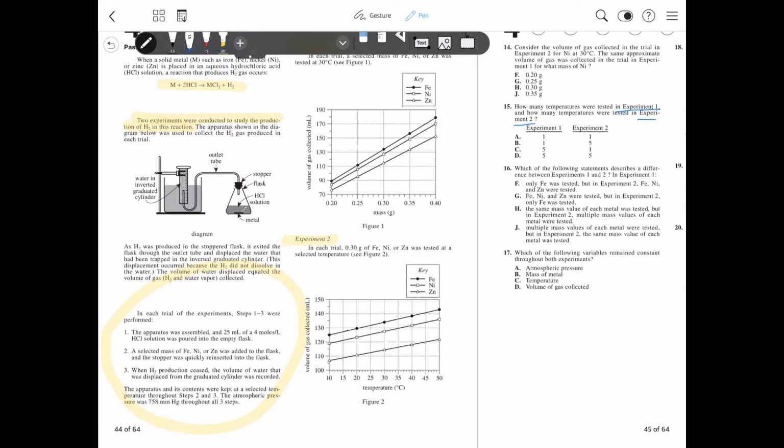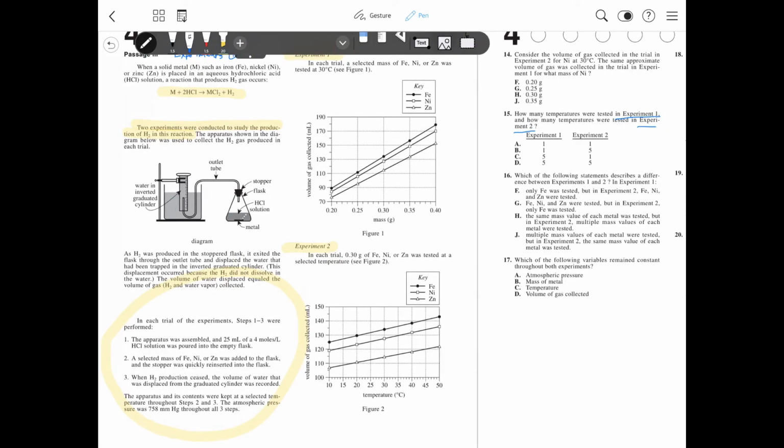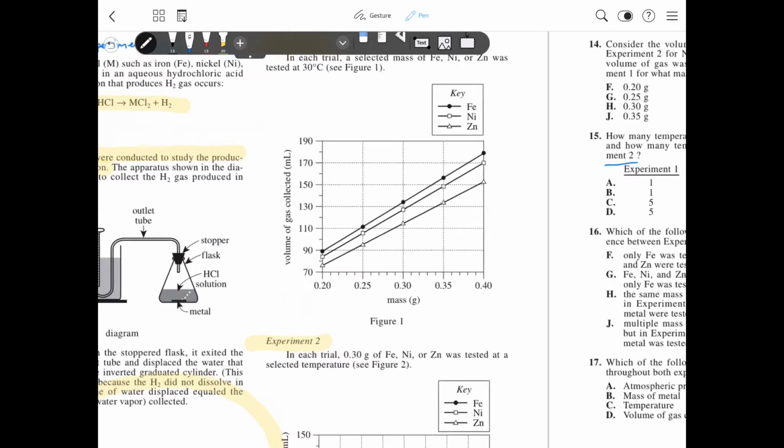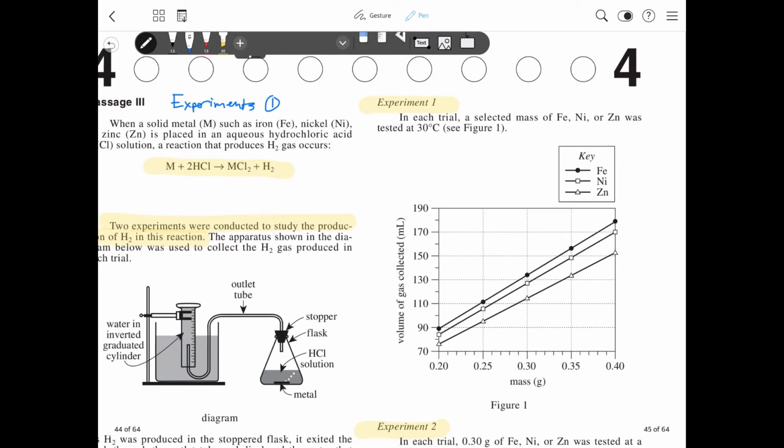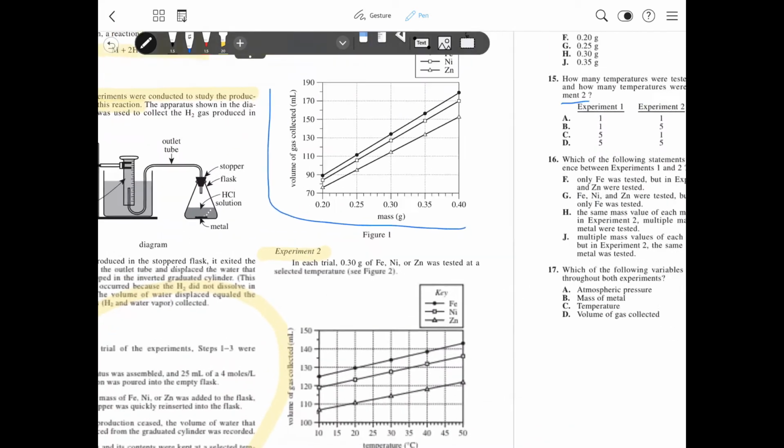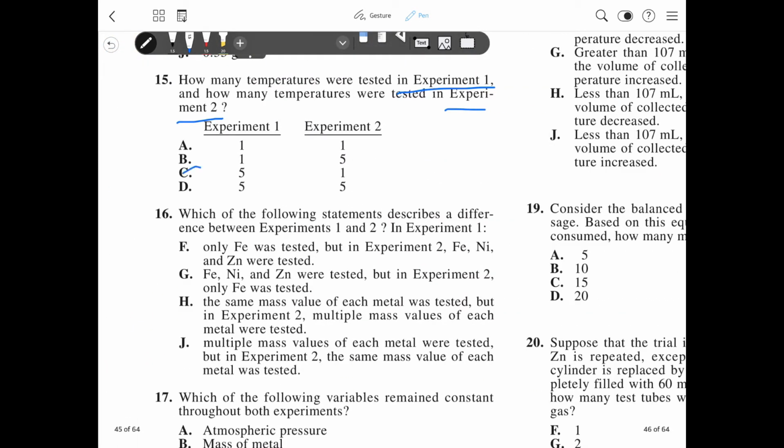So here we have the 2 graphs. For this question in particular, if we look at experiment 1 and read the short description, it says, in each trial, a selected mass of iron, nickel, and zinc was tested at 30 degrees Celsius. We can look at the axes right here. It doesn't have another axis for temperature, so we know it's only at one temperature. And we can cross out C and D because they don't have one for experiment 1.